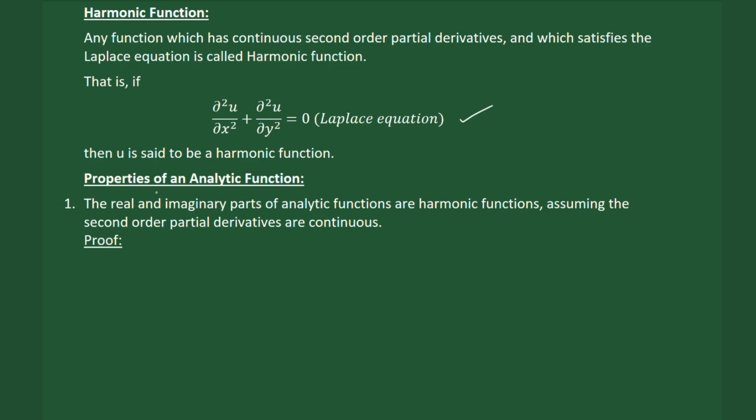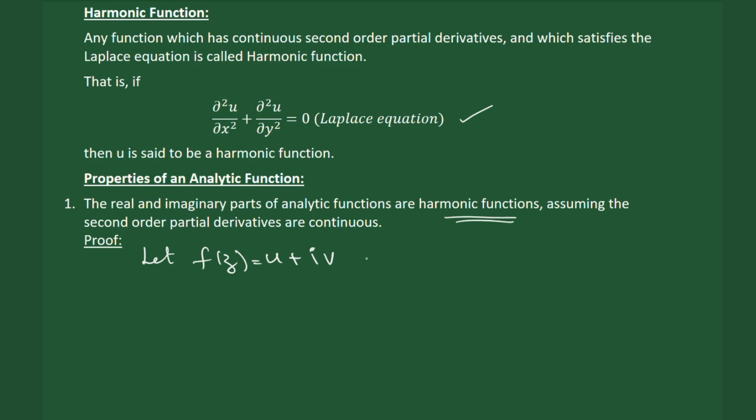Right, now moving to the properties of an analytic function. The first property is that the real and imaginary parts of an analytic function are harmonic functions, assuming the second order partial derivatives are continuous. Let us consider f(z) = u + iv, an analytic function where u and v are the real and imaginary parts. Here we have to prove u and v are harmonic functions, which means we have to prove u and v satisfy the Laplace equation. First let us check whether u satisfies the Laplace equation or not.